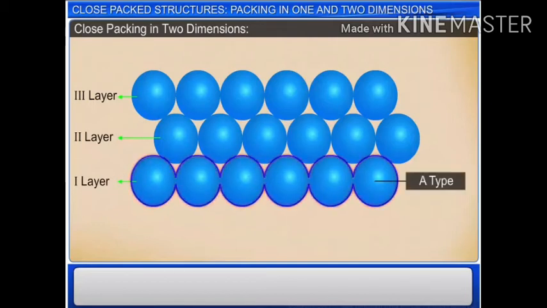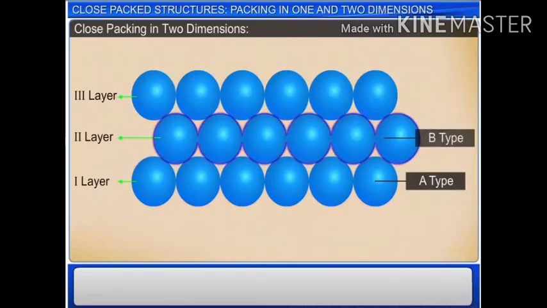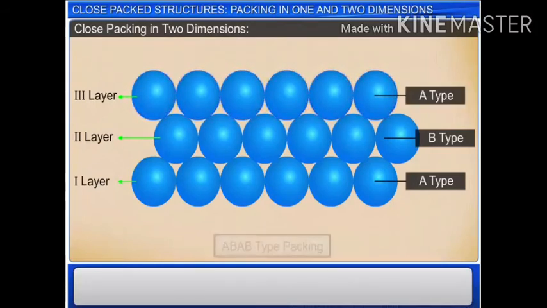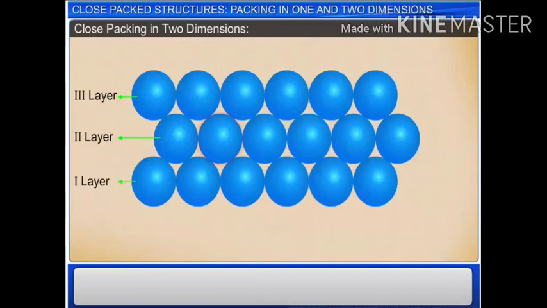If the arrangement of the spheres in the first layer is of A type, then the arrangement of the spheres in the second layer is of B type, and the arrangement of the spheres in the third layer is again of A type, and so on. The packing thus obtained is called ABAB type packing.